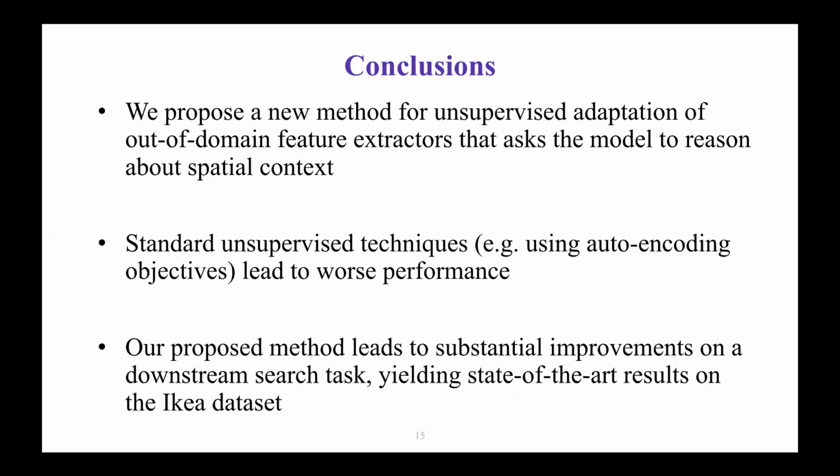So to conclude, we propose a new method for unsupervised adaptation of an out-of-domain feature extractor that asks the model to reason about spatial context. Standard unsupervised techniques such as using an auto-encoding objective lead to worse performance. And finally, our proposed method leads to substantial improvements on a downstream search task, yielding state-of-the-art results on the IKEA dataset.